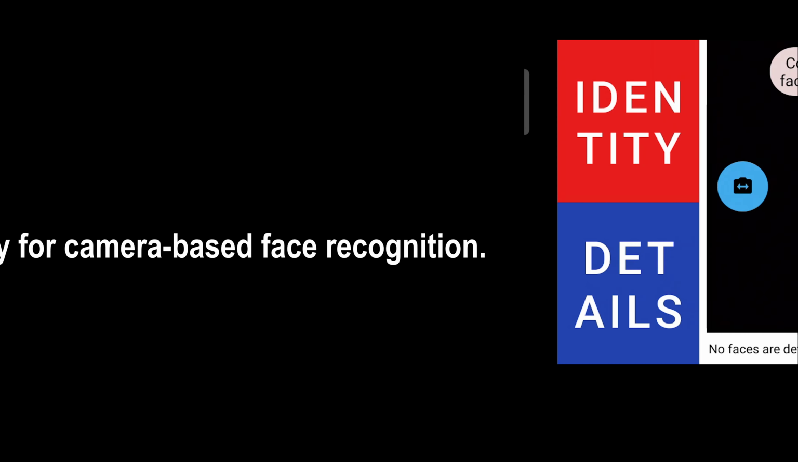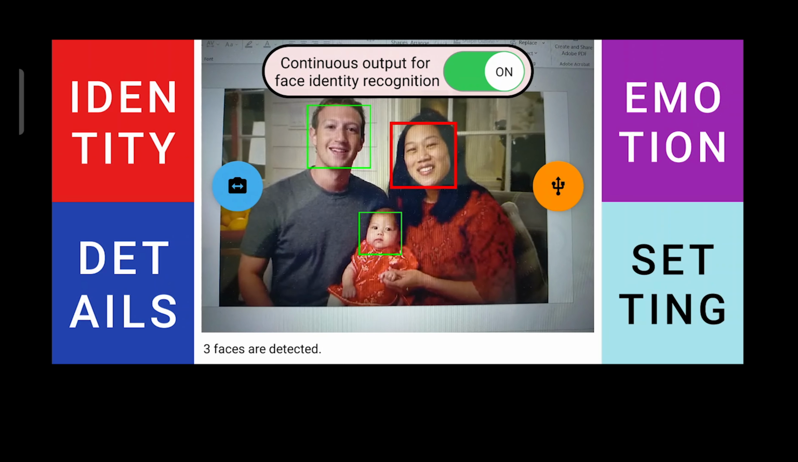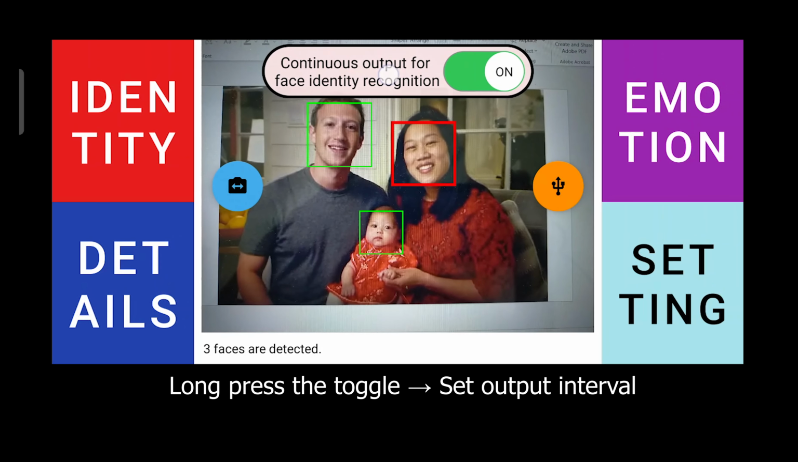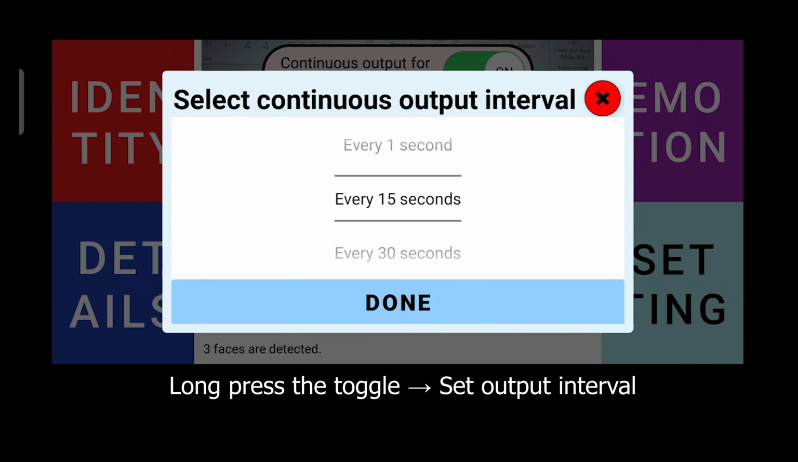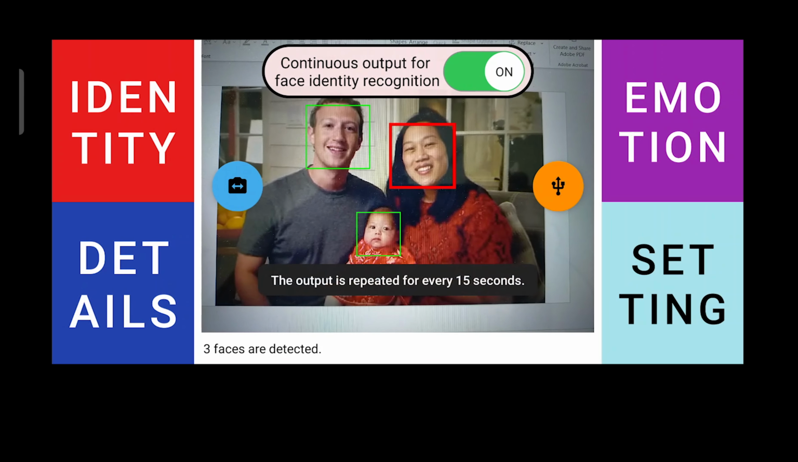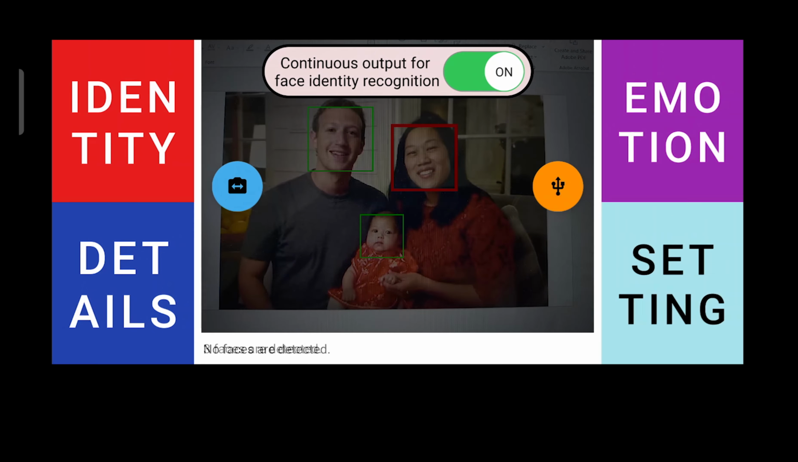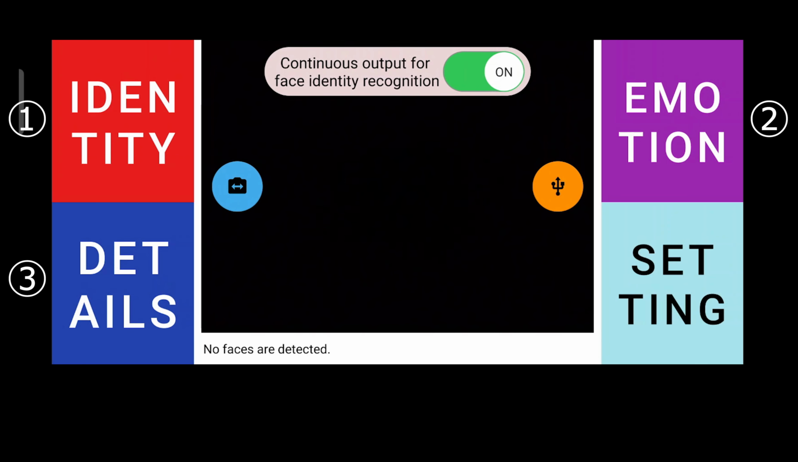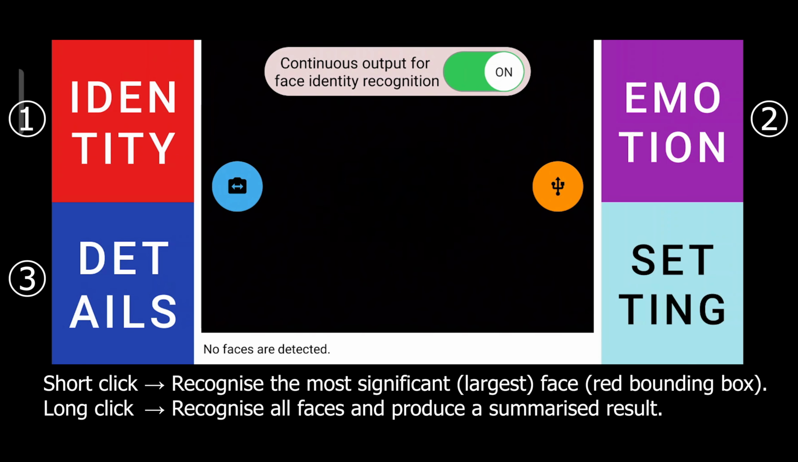Now, you can proceed with camera-based face recognition. By default, the continuous output is on. You may long press the toggle button to set the output interval. Besides, except the bottom right corner, there are 3 recognition buttons located at each corner. You may do short clicking or long clicking on the button.